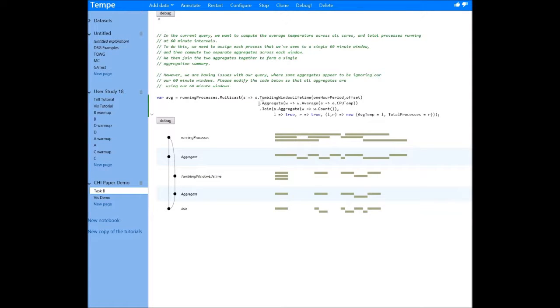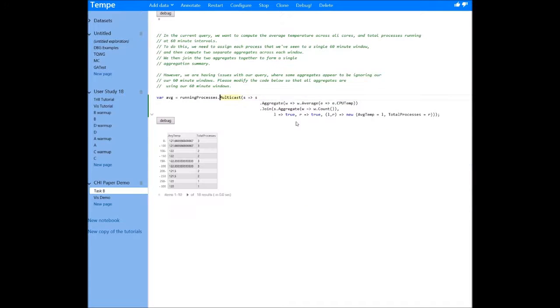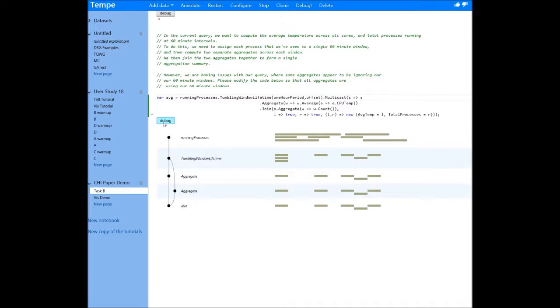Let's fix this. We'll move the tumbling window lifetime call to before the branches separate. Now we see that both branches and the results are in 60-minute intervals. We've solved the problem. This is how StreamTrace allows us to visualize the stages of data processing in temporal queries.